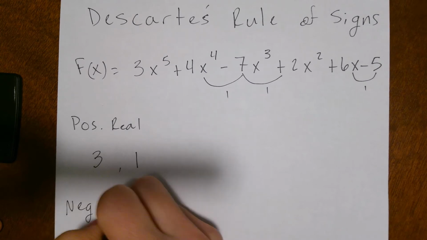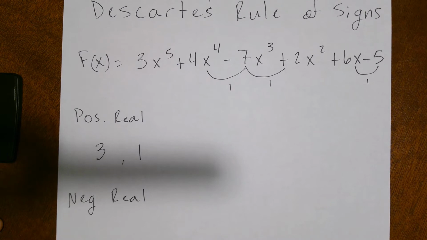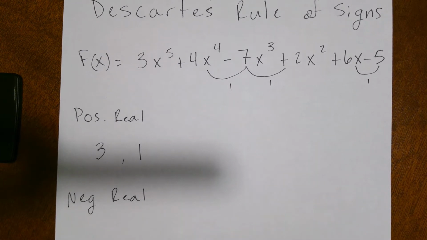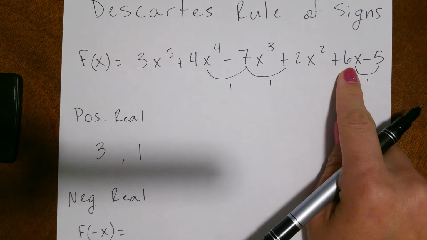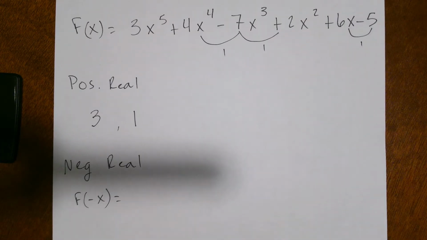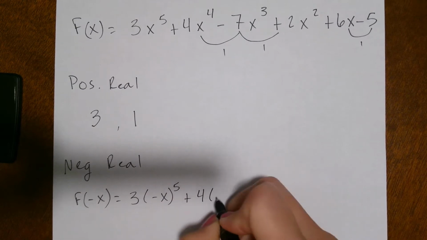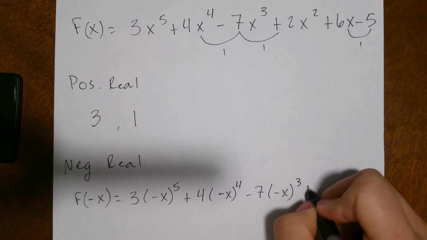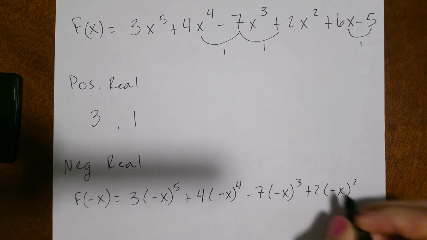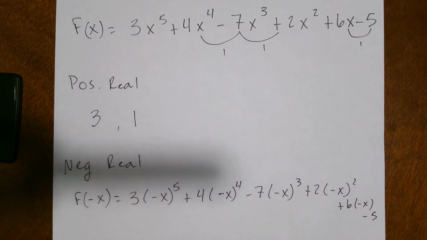Now negative real. So to find the possible number of negative real solutions, we're going to do essentially the same exact thing, but we're going to look at this with negative x's. So I'm going to plug in negative x for all of the x's in the function, simplify it, and then count the number of sign changes. So I have 3(-x)^5 + 4(-x)^4 - 7(-x)^3 + 2(-x)^2, running out of room, + 6(-x), and - 5. Just squeeze it all in there.